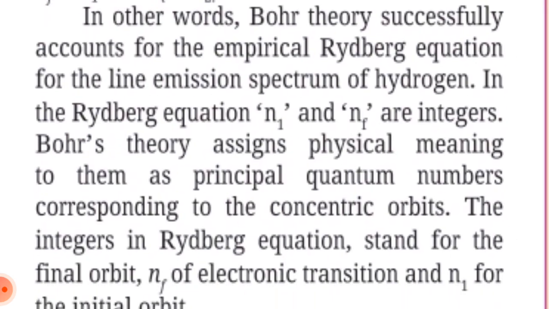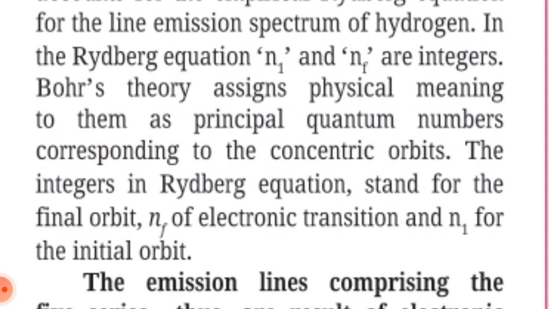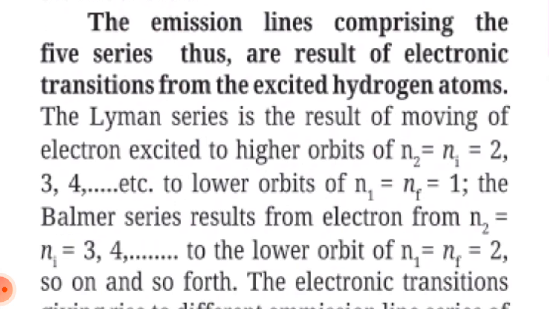In other words, Bohr theory successfully accounts for the empirical Rydberg equation for the line emission spectrum of hydrogen. In the Rydberg equation, n1 and n2 are integers. Bohr's theory assigned physical meaning to them as principal quantum numbers corresponding to the concentric orbits. The integer in the Rydberg equation stands for the final orbit nf of the electronic transition, and n2 for the initial orbit.